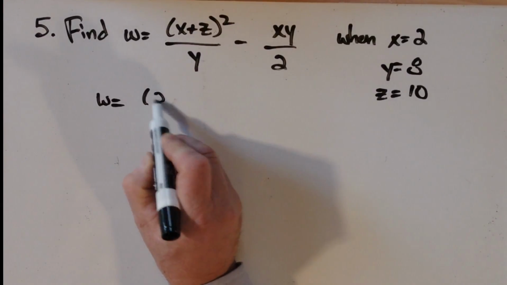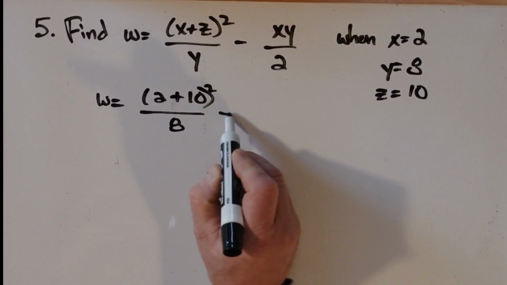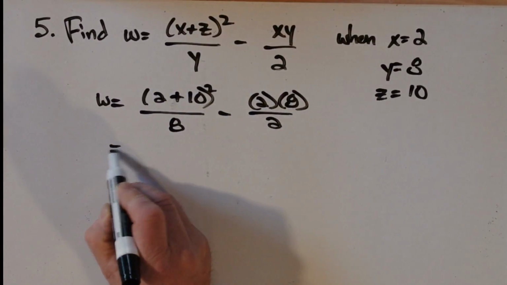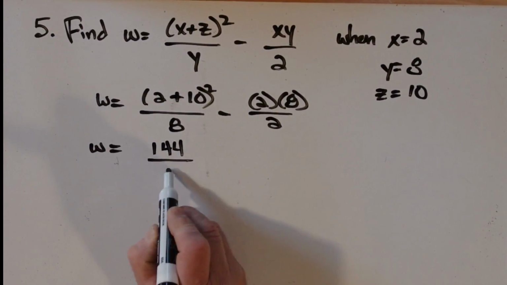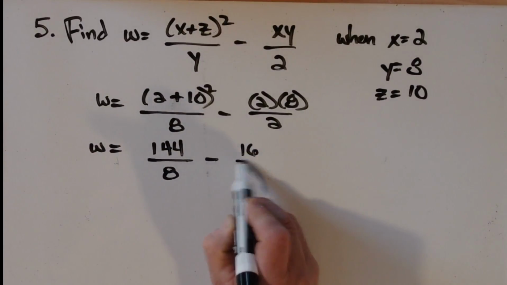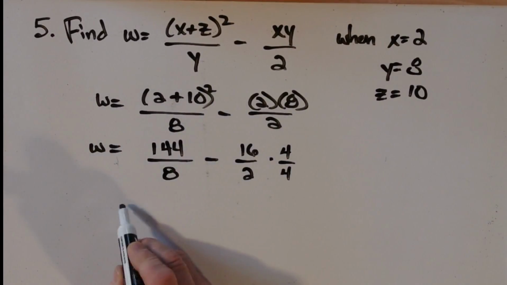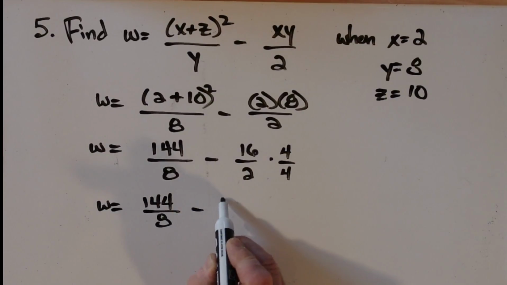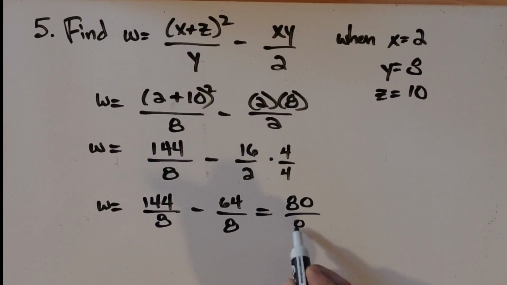Substituting the values that we have, we find that w is equal to 2 plus 10 squared divided by 8 minus 2 times 8 all divided by 2. 2 plus 10 is 12. Squared is 144. So we have 144 over 8 minus 16 divided by 2. To get a common denominator, we can multiply this by 4 over 4. And we find we have 144 divided by 8 minus 64 divided by 8, which is equal to 80 divided by 8, which is equal to 10.